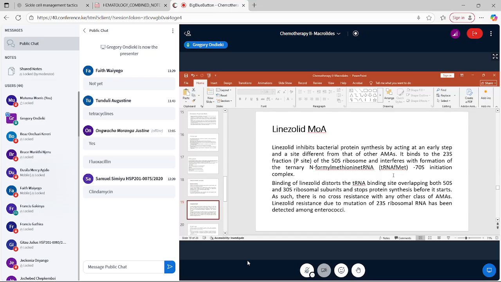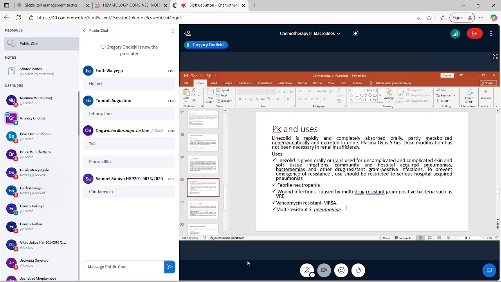So there is a difference between where it binds and where other compounds bind, like the macrolides and chloramphenicol, right? And aminoglycosides. So that binding of linezolid distorts the tRNA binding site. Remember, this is the one that is bringing the amino acids so that the chain can grow. So overlapping both the 50S and 30S ribosomal subunits, it stops protein synthesis before it starts. As such, there's no cross resistance with any other known antibiotic currently. Its resistance is due to specific mutation targeting the 23S because it's a very unique antibiotic, right? Enterococci were among the very first group of microbes that developed resistance against linezolid.